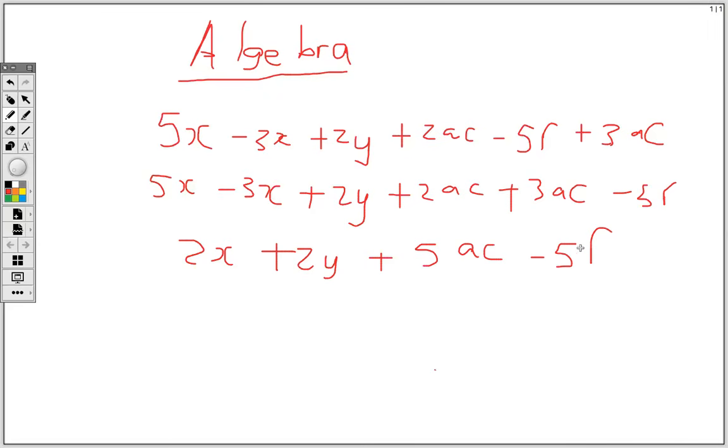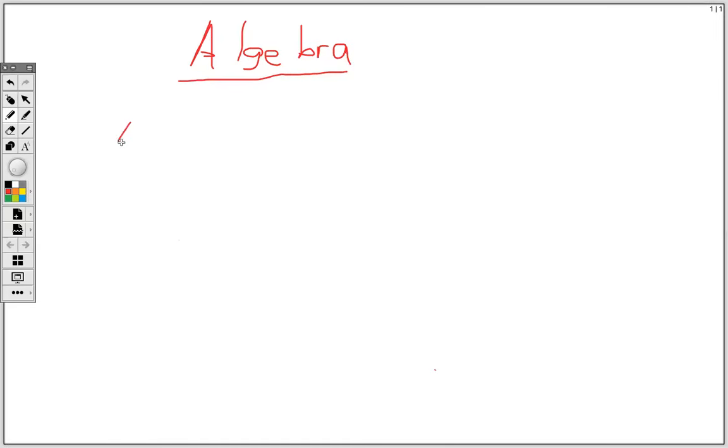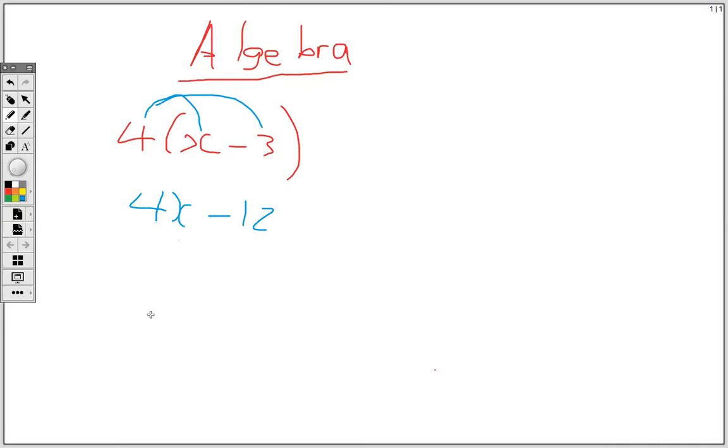Now let us do expanding and simplify. So if I have 4 times x minus 3, we are going to expand, clear the bracket, so we see 4 times x, that is 4x. Then 4 times negative 3, that's negative 12.